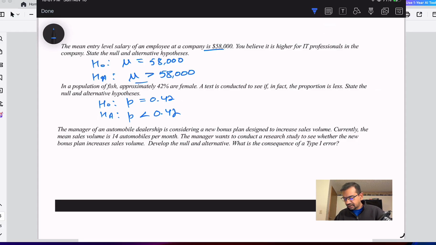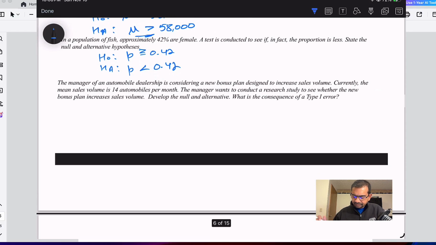Now we could have also made our nulls include inequality, so I would have said less than or equal to for my first case, and in the second case we would have said more than or equal to. But notice that our alternative is always pointing in one direction. So for our first one, our alternative was mu is strictly greater than 58, because we claim that maybe for IT professionals the starting salary is more than $58,000. And for the proportion of female fish in this population, we want to test if it is less than 0.42.